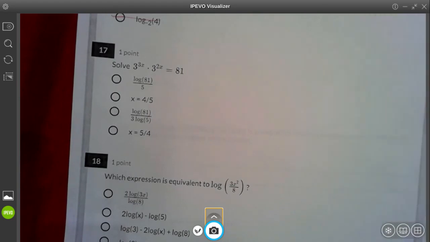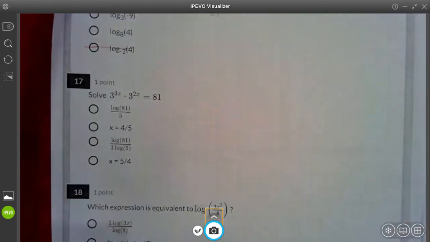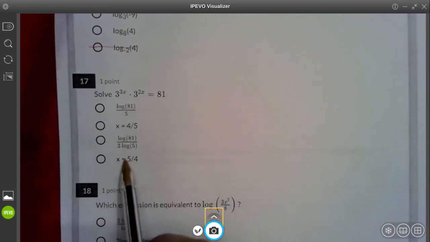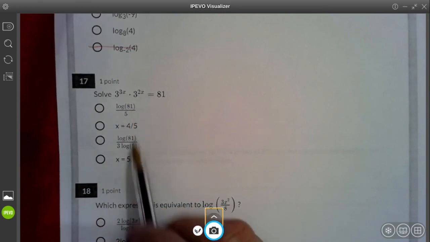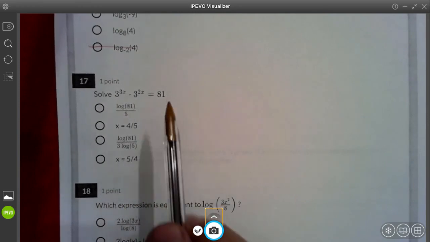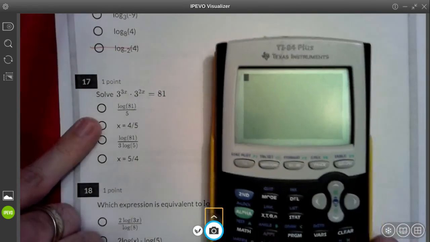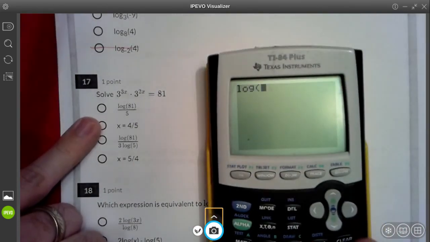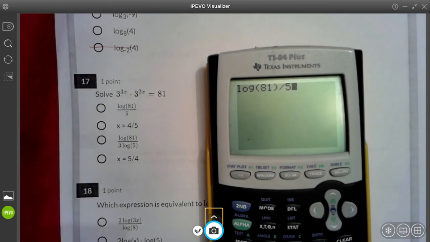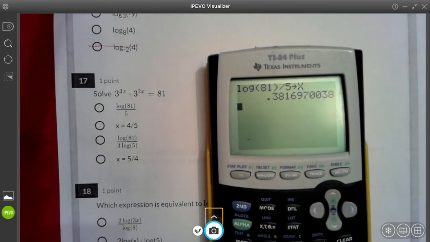All right, number 17. So you've got your answer options. You can just plug them in for x and see if they give you 81. Wouldn't be that difficult to do. Let's go ahead and try that with option A here. We got log 81 divided by 5. We'll store that to x.